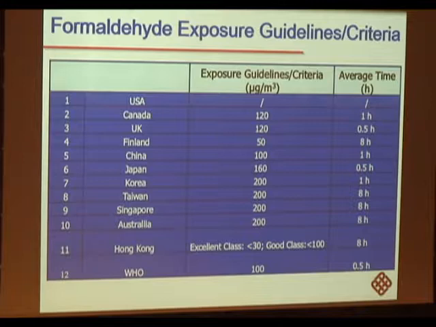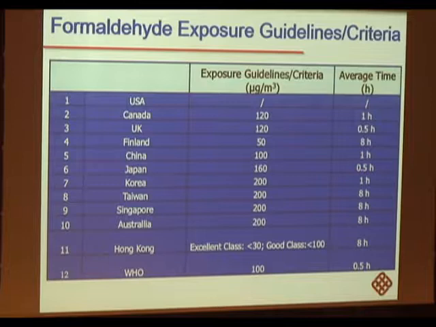So in terms of concentration, here in Hong Kong, we have two IAQ guidelines for formaldehyde. The good class, which is easy to achieve, is 100. But we have a very stringent guideline for the excellent class, which is regulated at 30. This 30 microgram per cubic meter formaldehyde is really tough to meet. Later I will also share with you how you can do this.